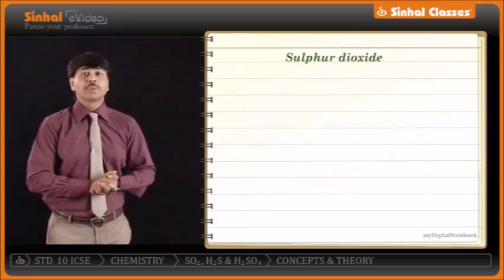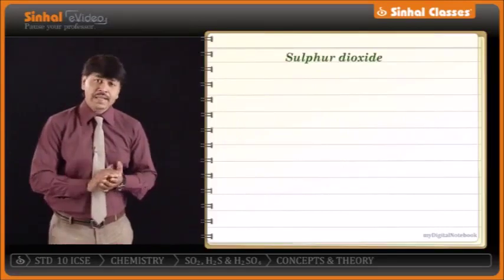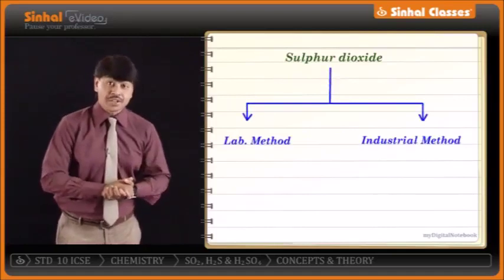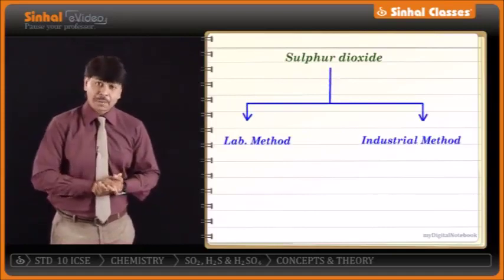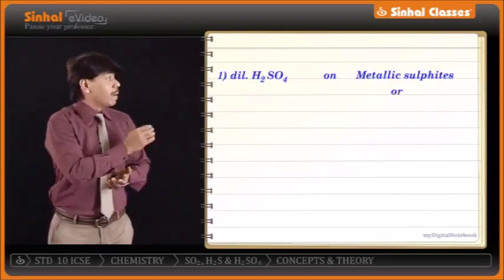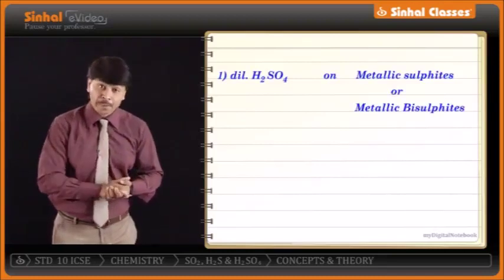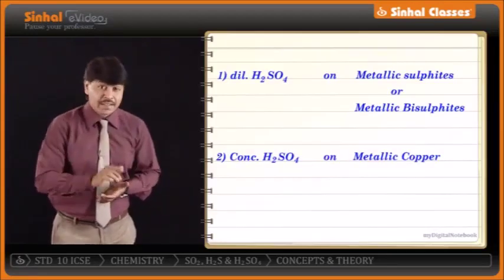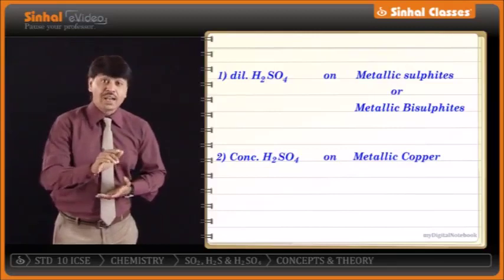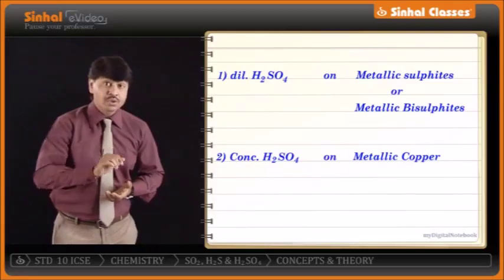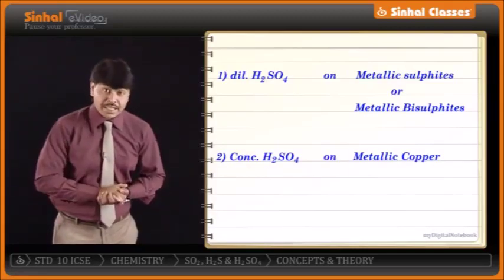Now let's see how to prepare sulfur dioxide. It can be obtained both in the lab and on a larger scale in industries. In case of lab preparation, we can use any metallic sulfite, any bisulfite, or copper. If you are taking a metallic sulfite or a bisulfite, you can use dilute acid like dilute sulfuric acid or dilute hydrochloric acid. But if you are taking copper metal, you have to use concentrated sulfuric acid.